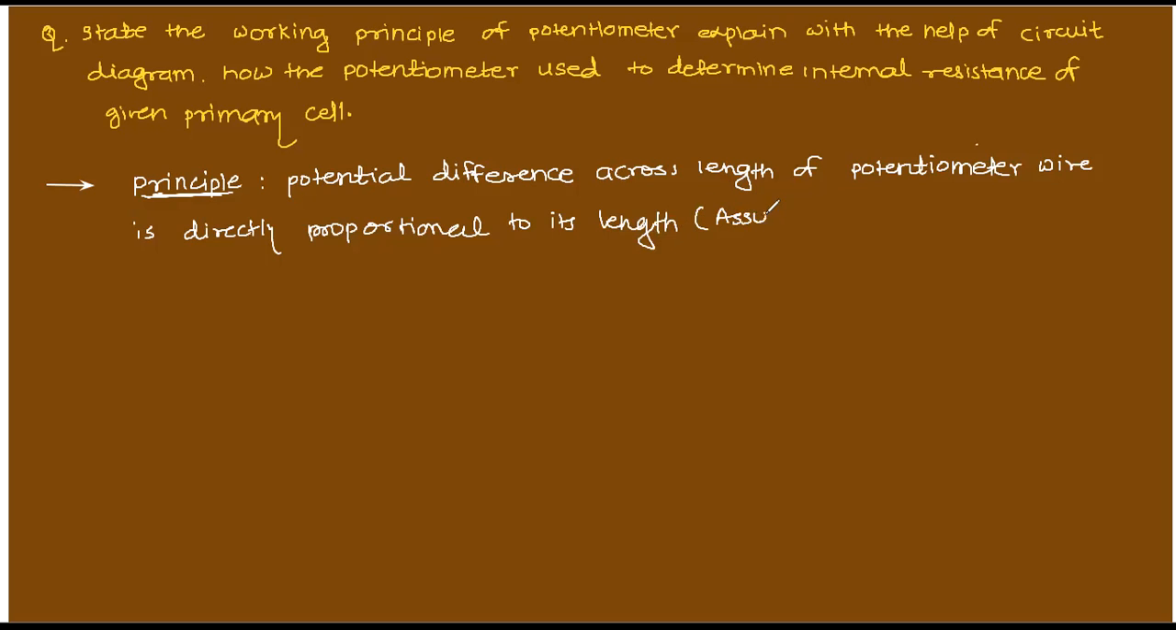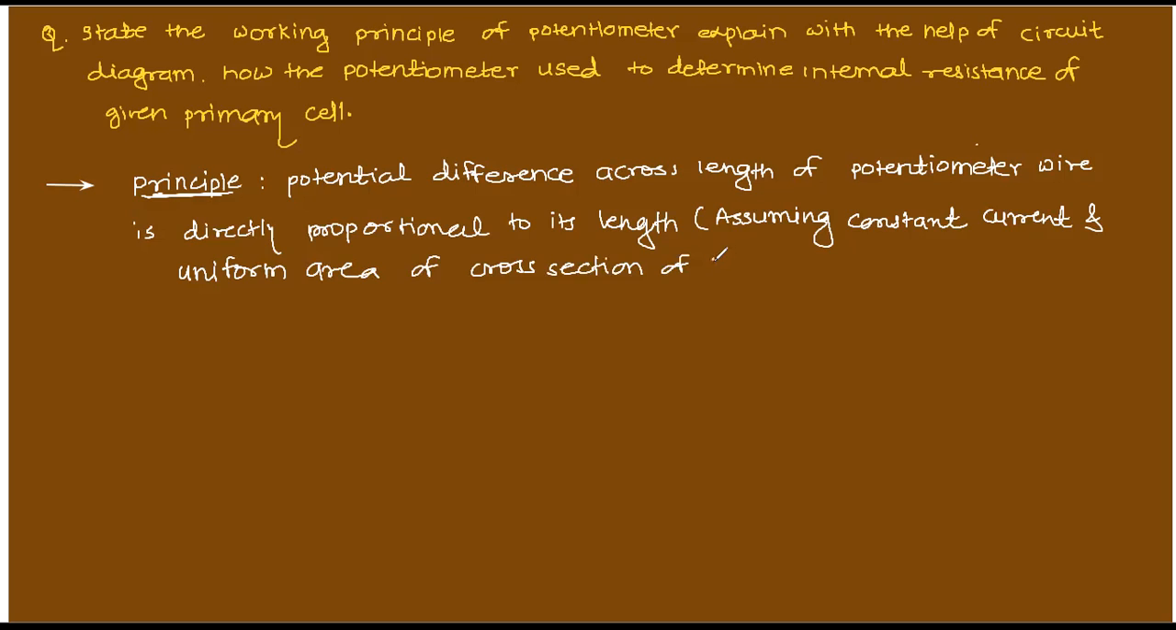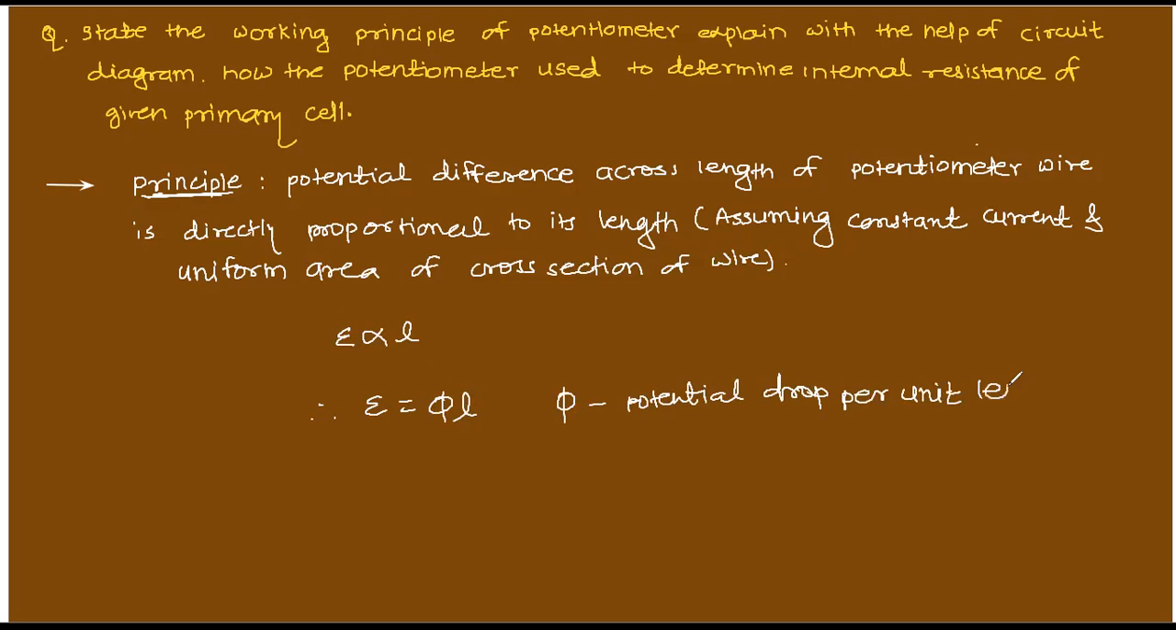So here, assuming constant current and uniform area of cross section of the wire, E is proportional to L, and therefore E is equal to phi L, where phi is the potential drop per unit length. Is it clear? Understand now? Okay.